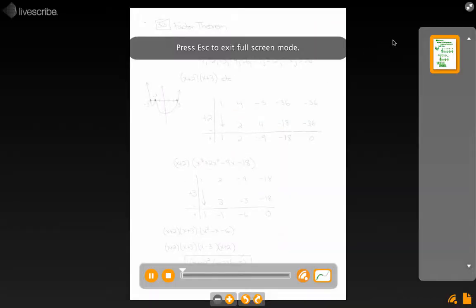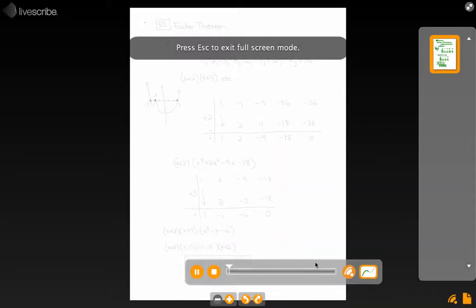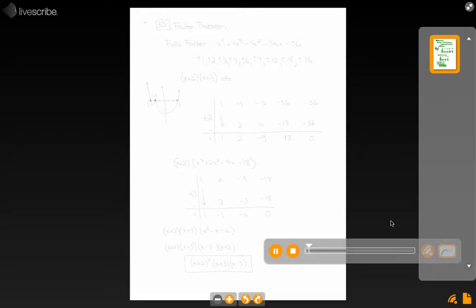The next example out of 3.3 again asks us to fully factor a polynomial. In this case, the polynomial is a little trickier to factor in that, first of all, it's fourth degree, and second of all, the constant term is negative 36. So if I'm going to start trying numbers here, I'm looking at anything that goes into 36.